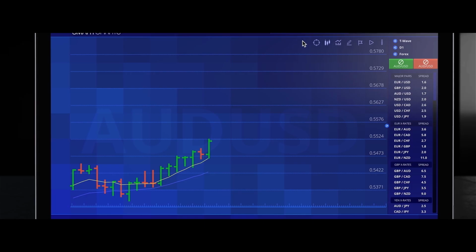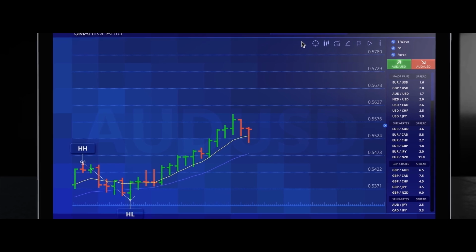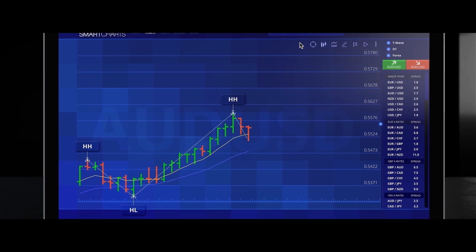Okay, here we go. Let's start with the basic conditions for a long setup. To identify an uptrend, we would like to see at least one higher high and one higher low cycle on the time frame we are trading.